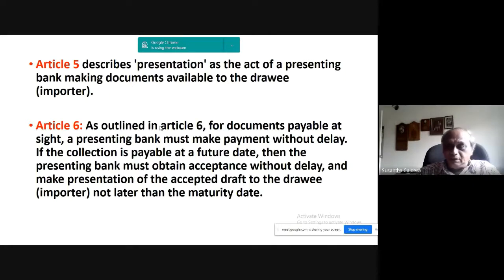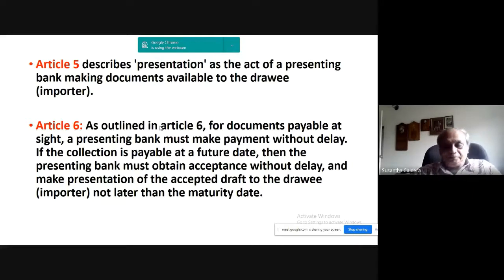So, Bank of Ceylon will be the collecting bank, and the NDB bank will be the presenting bank. If they have not mentioned, then it is the collecting bank's prerogative to choose a proper bank. Right? Right.